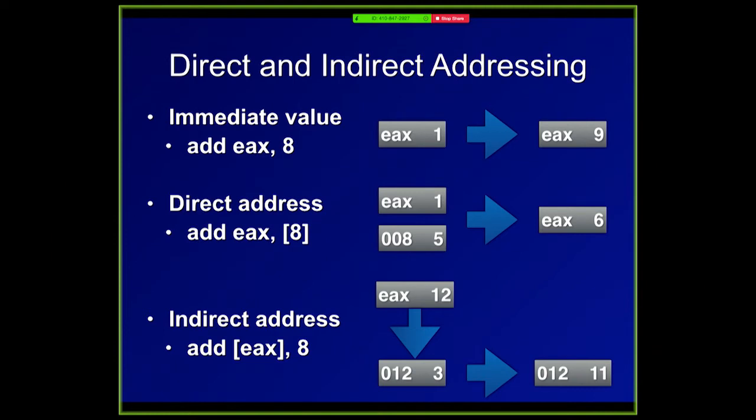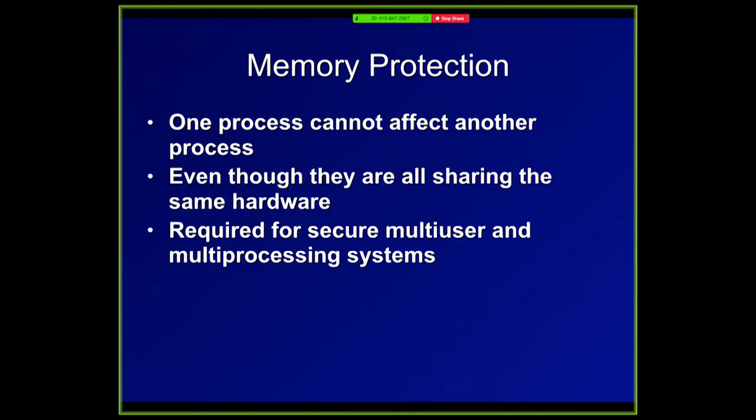Those are the modes. You can refer to a direct number immediately, you can have an address immediately, or you can have a location that contains a number, and that number is an address. They call that pointers in C. Those are the common modes.